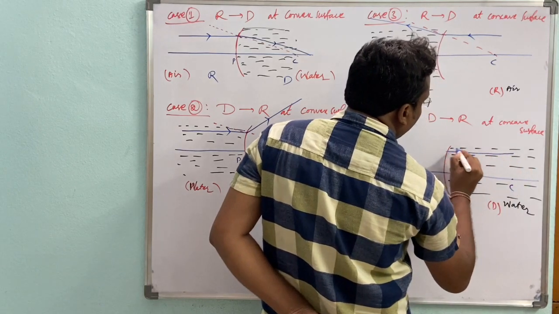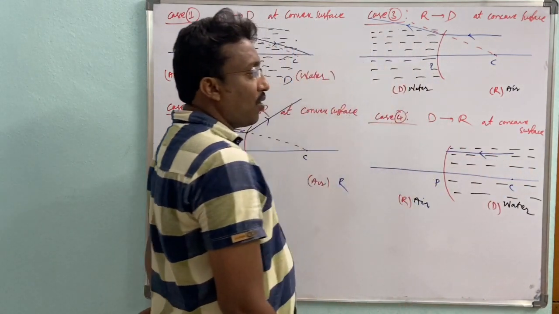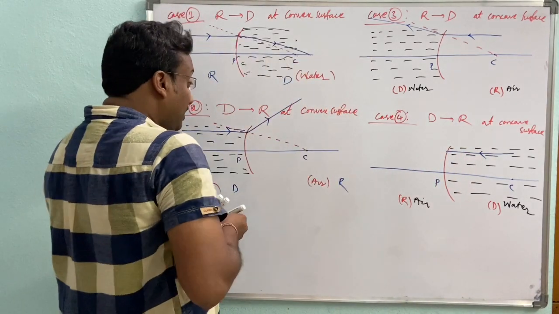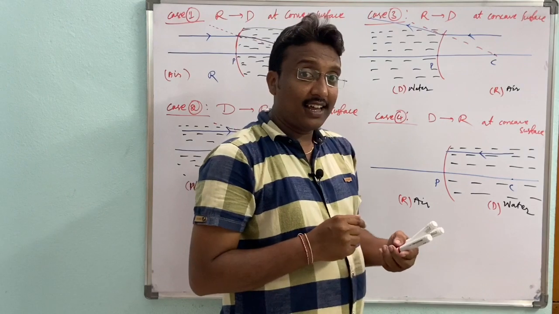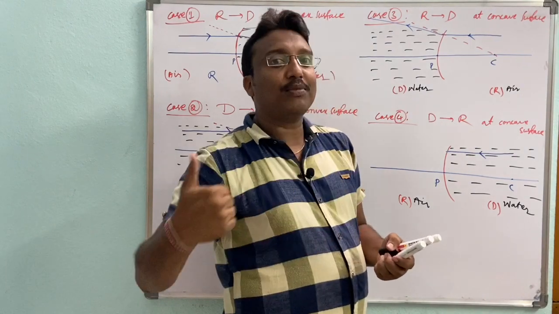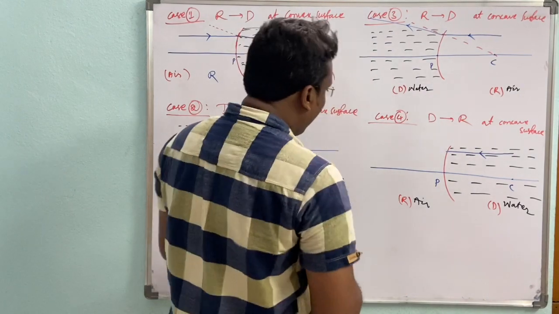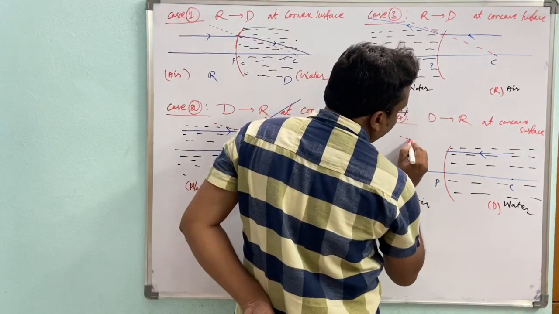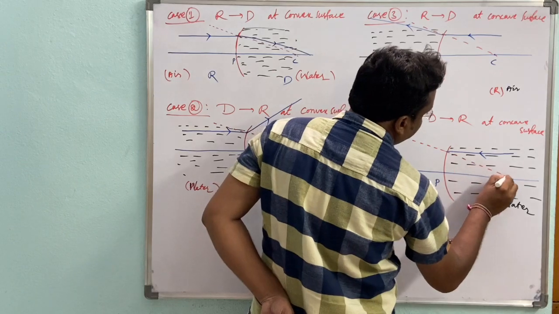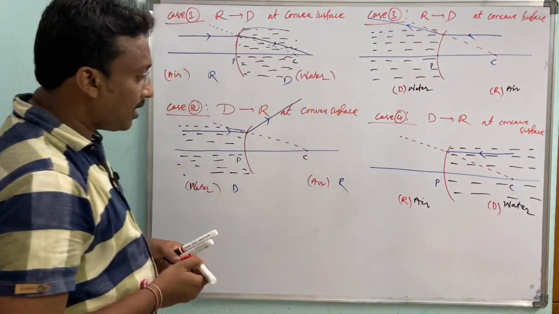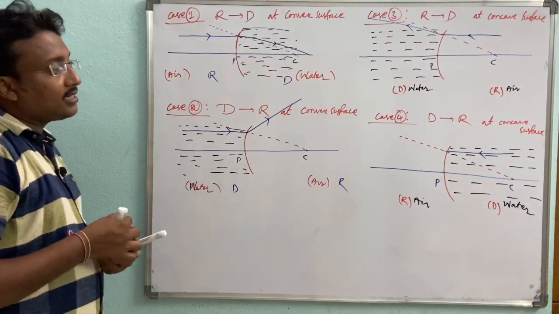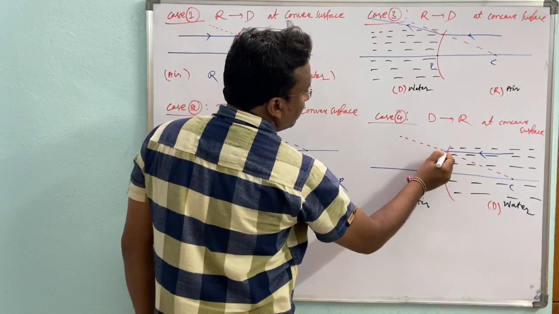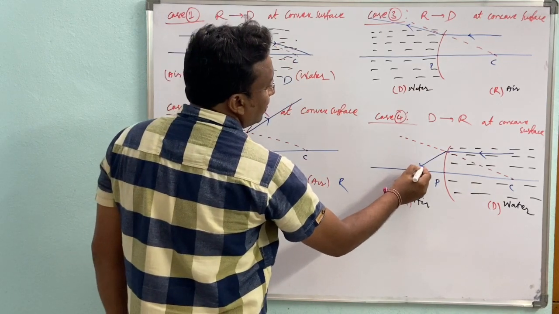Denser medium to rarer medium. Then what happened to it? It passes away from the normal. Got it? Away from the normal. Here I am going to draw the normal at the point of incidence. See, it passes away from the normal, then it comes towards the principal axis.